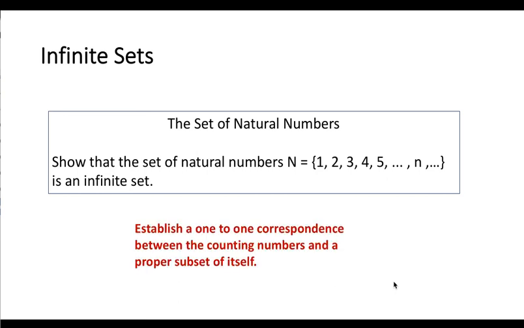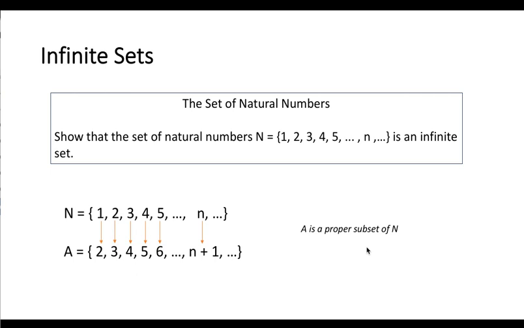Remember, we're going to establish a one-to-one correspondence between the natural numbers or counting numbers and a proper subset of those natural numbers. Well, a proper subset can't be equal. So let's suppose we just forget about 1 and we set up a one-to-one correspondence between the elements 1, 2, 3, etc. and 2, 3, 4, etc. Look at this on the next screen.